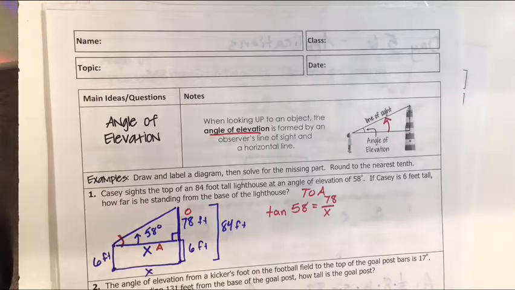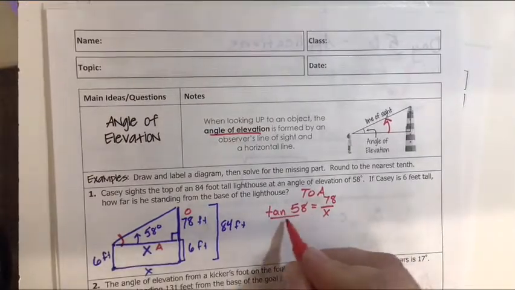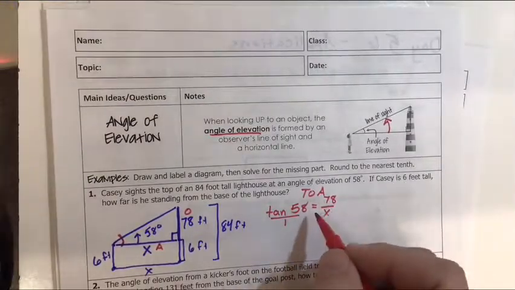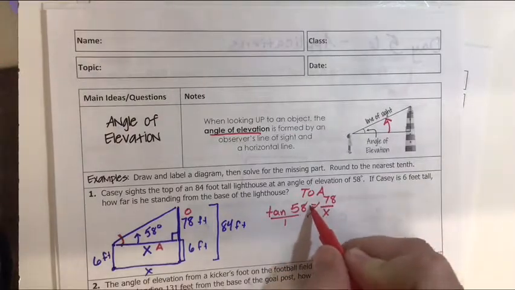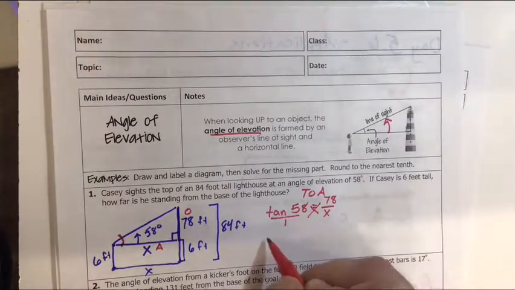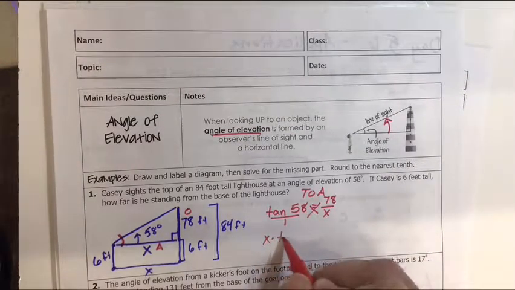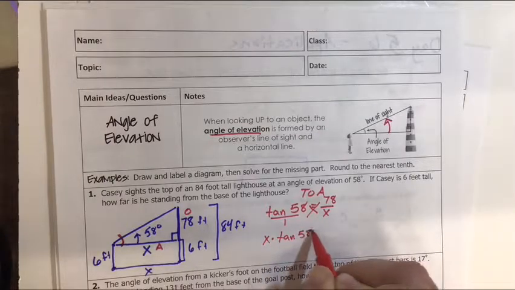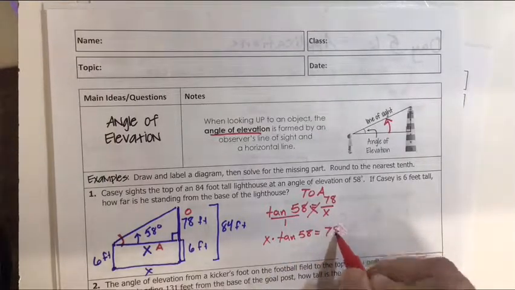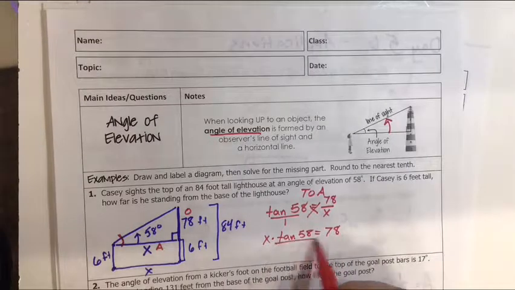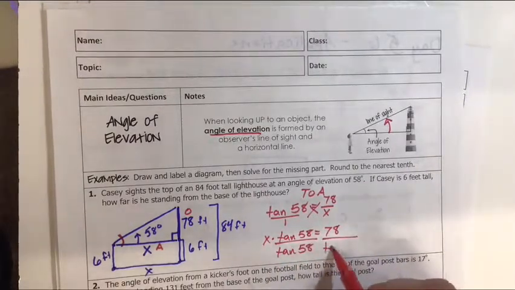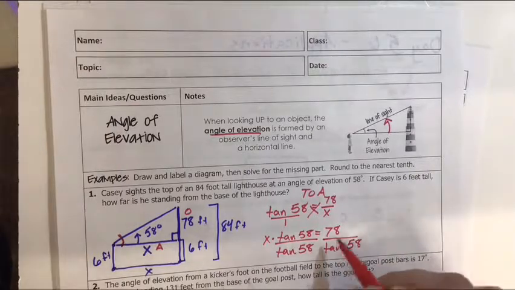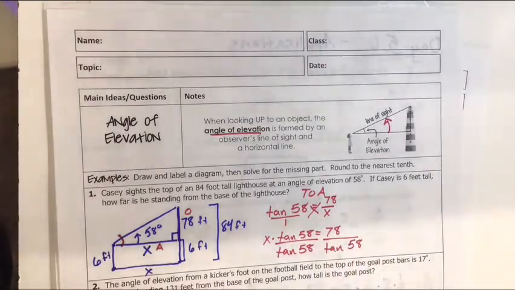And you'll remember from our last lesson then that we put this over 1 to create it as a proportion, so we can cross multiply, putting x in front of tangent 58 for multiplying those, and then 1 times 78 is 78. Now all we have to do is divide by the tangent ratio of 58 on both sides, and that's where our calculator comes in.